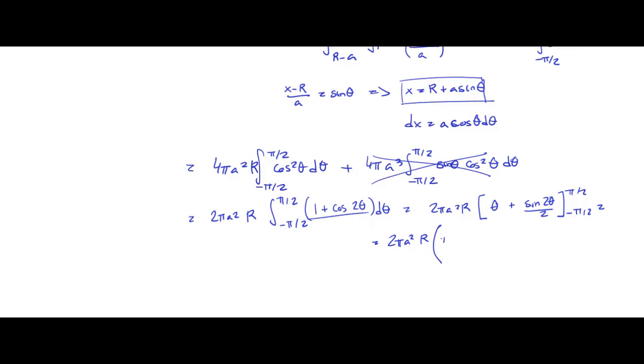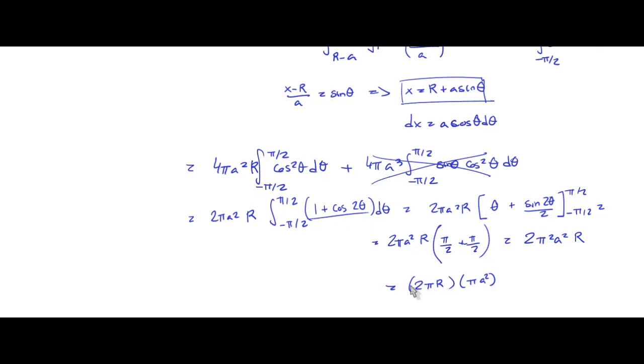We have pi over 2. The sine of 2 times pi over 2, this is 0, right? And then we have minus of minus pi over 2, plus pi over 2, and the sine of minus pi over 2 times 2 is the sine of minus pi, which is 0. So we have pi here. So you have 2 pi squared a squared r, okay? Or we can rewrite this like this: 2 pi r times pi a squared.